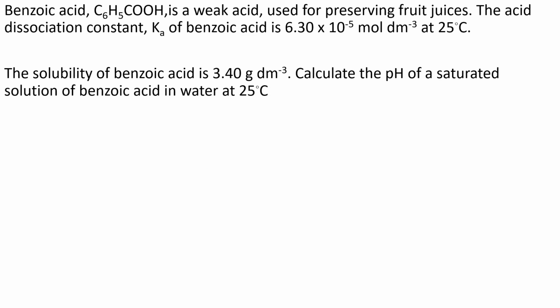So the question starts off looking fairly straightforward. It tells you the formula for benzoic acid and one of its uses. That just sets a bit of context really, the fact it's used for preserving fruit juices. It gives you the acid dissociation constant at 25 degrees C. It then tells you the solubility of benzoic acid is 3.40 grams per decimeter cubed.